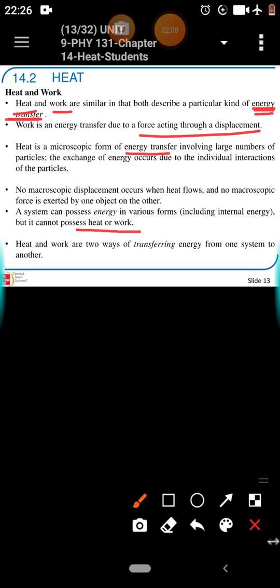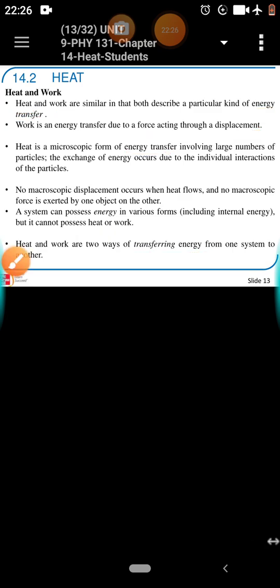So they are just heat transfers. Heat and work are two ways of transferring energy from one system to another. So just take note of that.